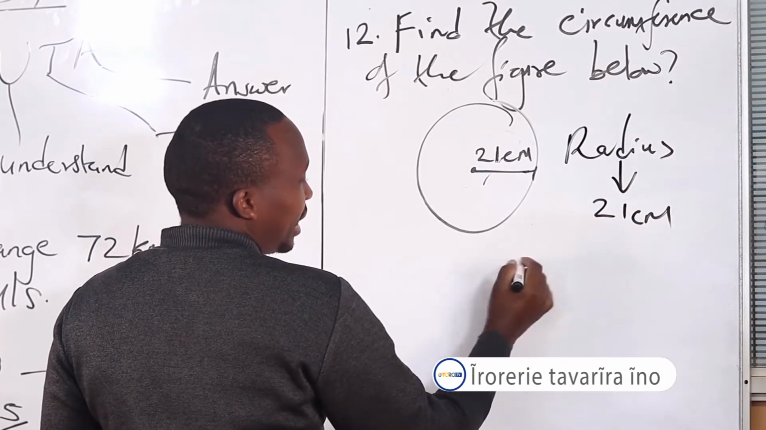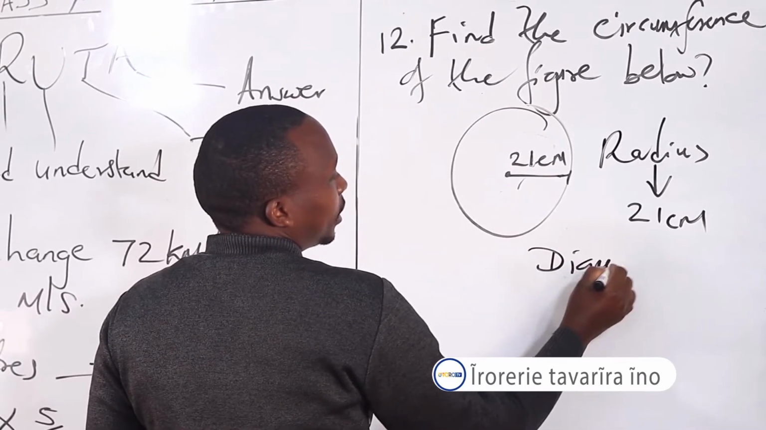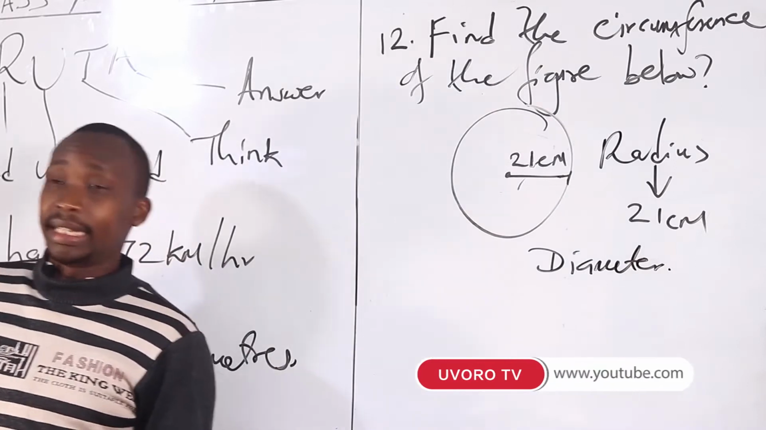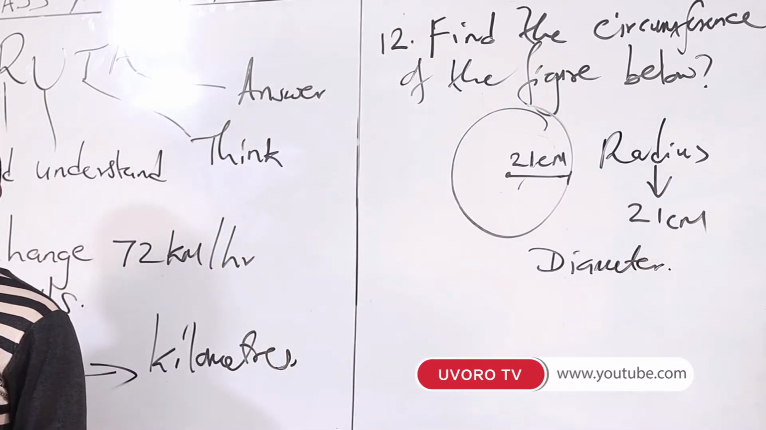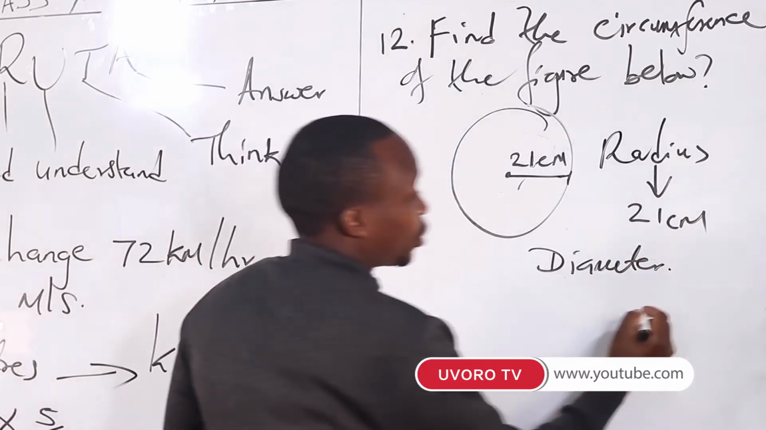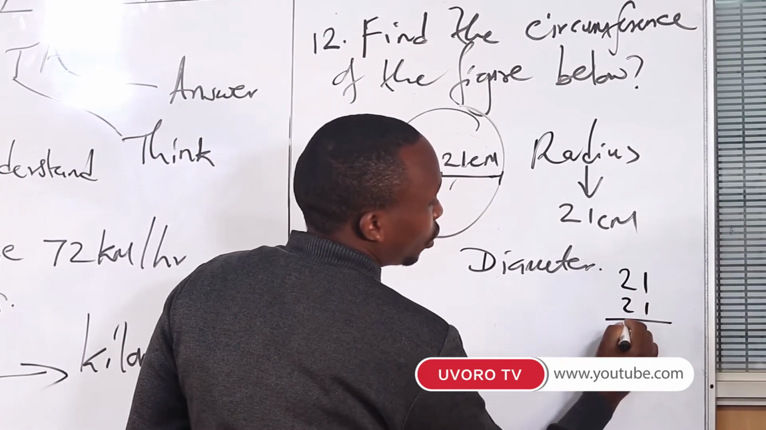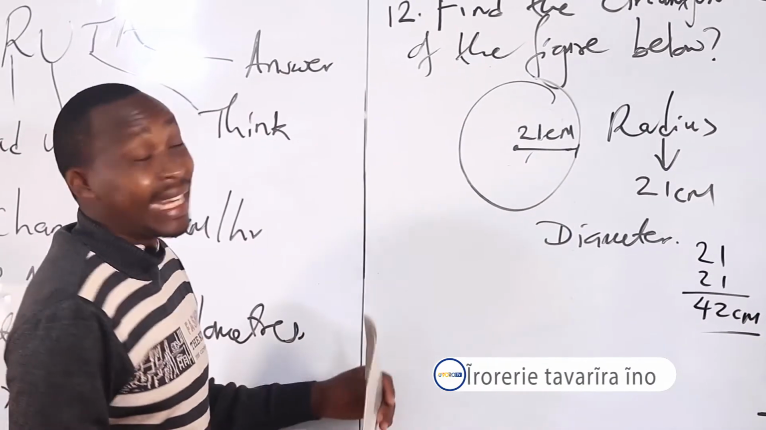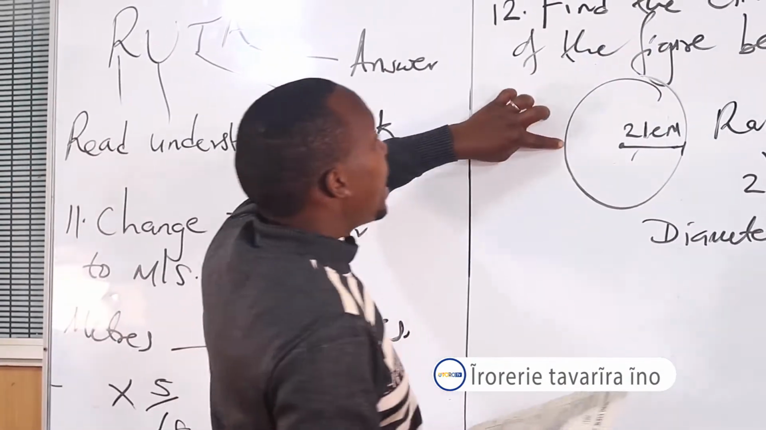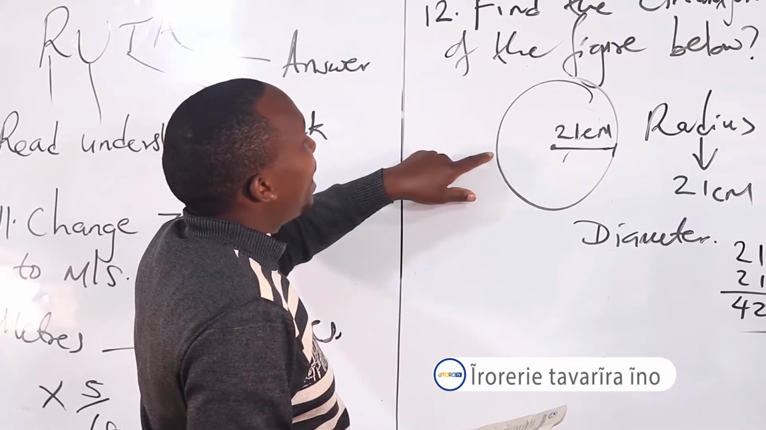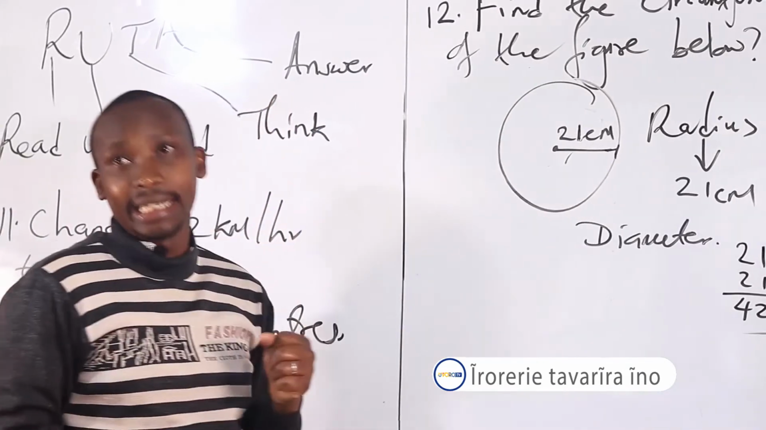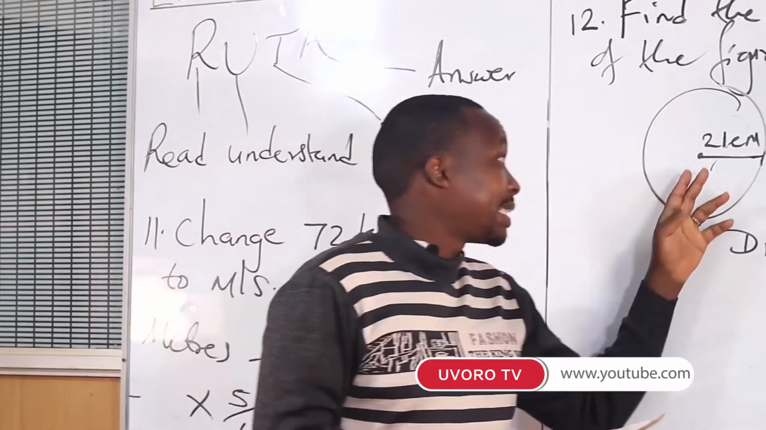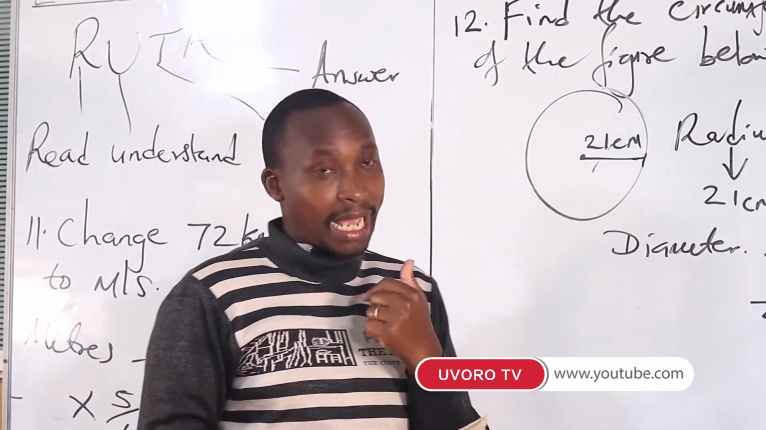What about the diameter? What is the diameter? Can you give us the diameter of that figure? Yes, very good. That is 21 plus another 21. So our diameter is 42 centimeters. Diameter means from this part to the other, from one end to the other end. That is what we call the diameter. But the radius starts from the middle of the circle.